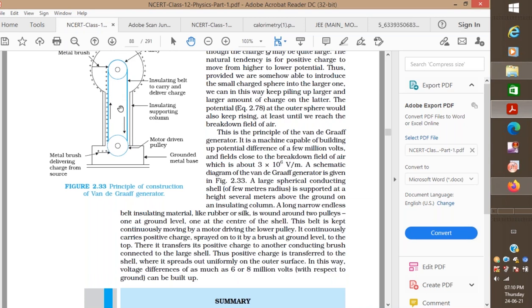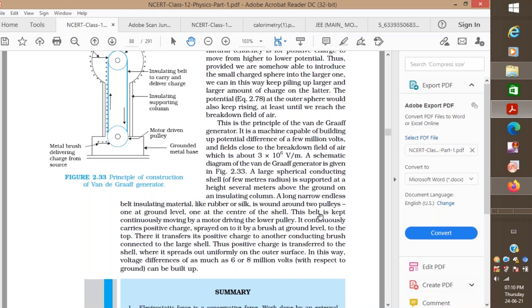So now what happens? This belt is kept continuously moving by a motor at the lower pulley. The motor is set here. This motor will be pulling this lower pulley, so the belt with the lower pulley will be actually pulling the other pulley also, rotating the other pulley. So it continuously carries a positive charge spread on it by a brass at the ground.